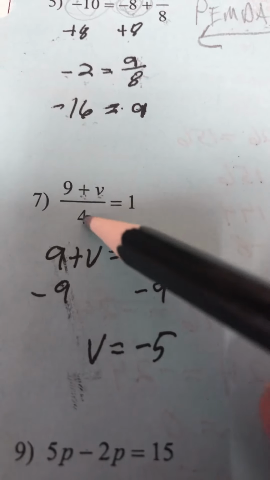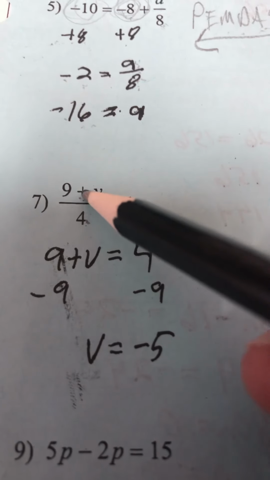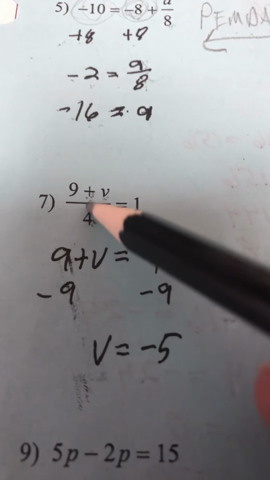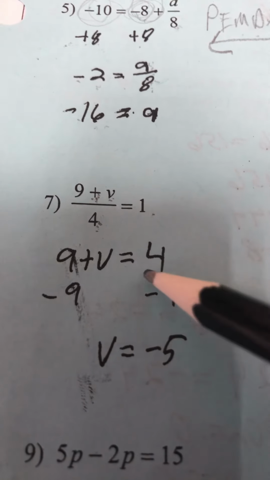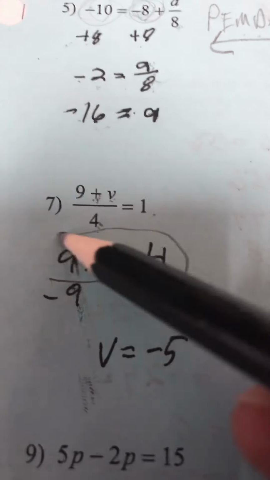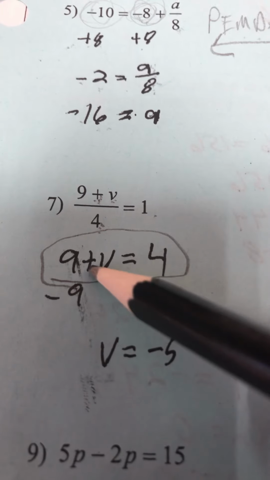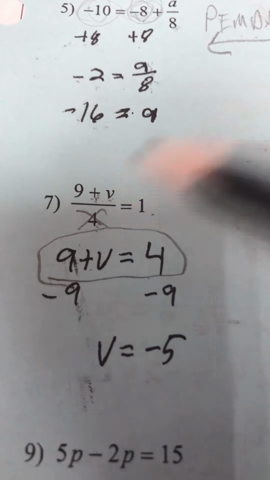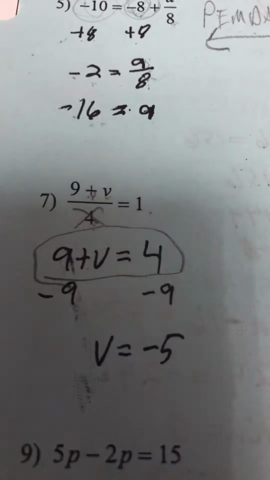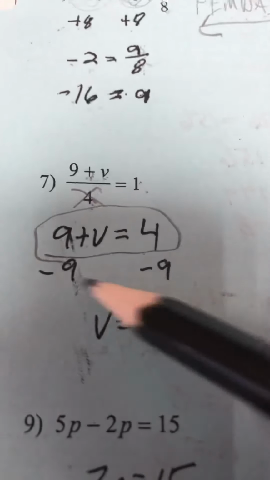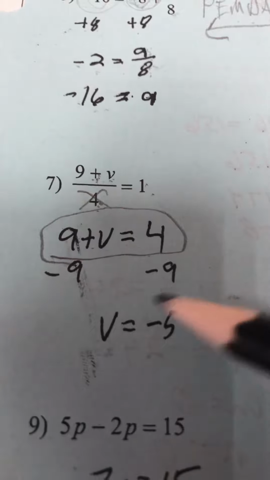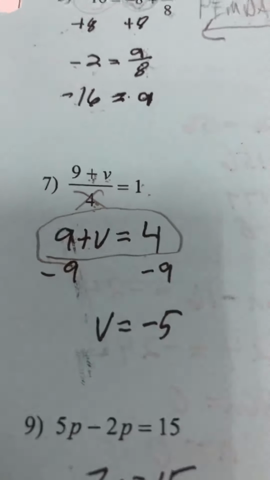First of all, I have to take care of this 4 down here. And so what's happening here with this 4 is it's divided by 4. So I'm going to multiply both sides by 4. And when I do so, I get this problem, 9 plus v. I got rid of the 4, that's why I multiply by 4, equals 4, because 1 times 4 is 4. I subtract 9 from both sides, and I get v equals -5.